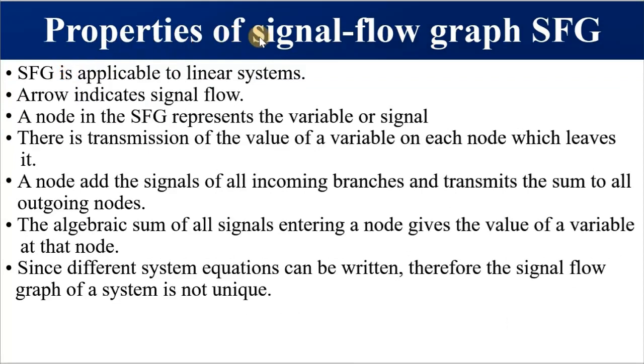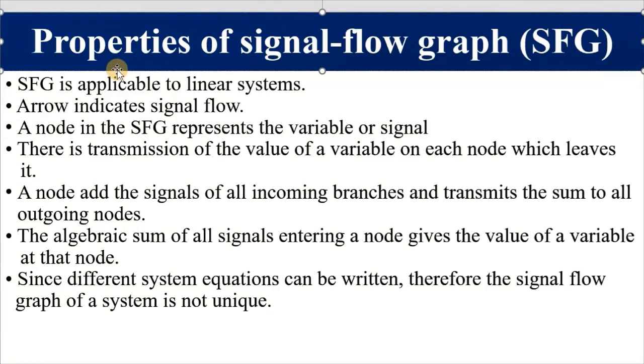The properties of signal flow graphs, SFG. And what are we saying? We are saying they are used to represent linear systems. We saw when we represented linear equations using these SFGs. And we also know that the arrow indicates signal flow, and we know what a node is. It represents a variable or a signal. It can be an input signal, an input node, an output node, etc.